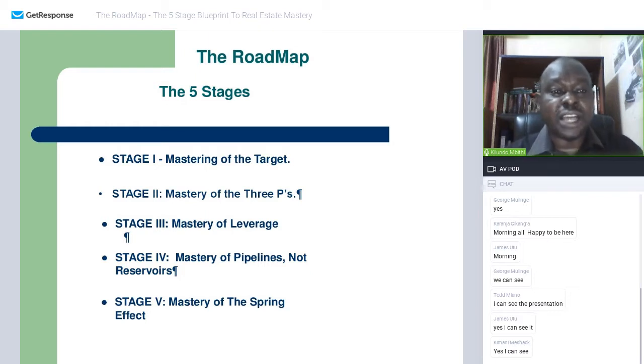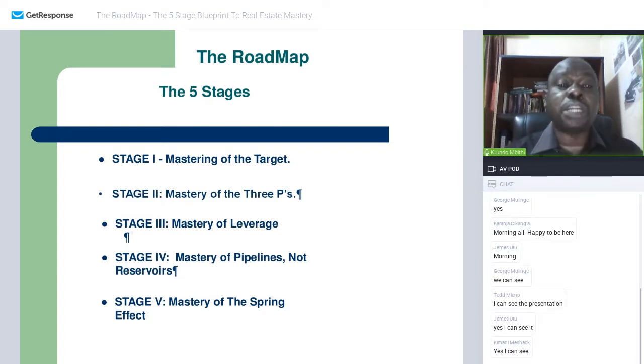So what is the third stage? The third stage is mastery of leverage. Leverage is a tool that investors use to accelerate the growth of their portfolio.